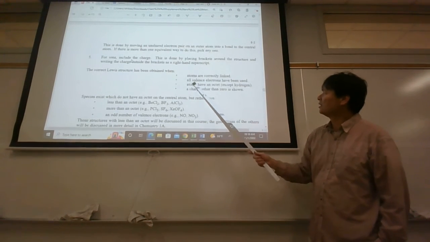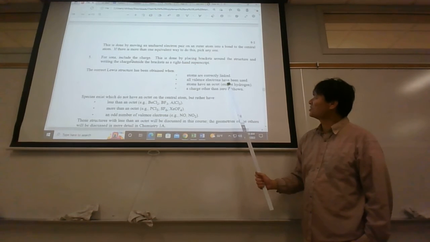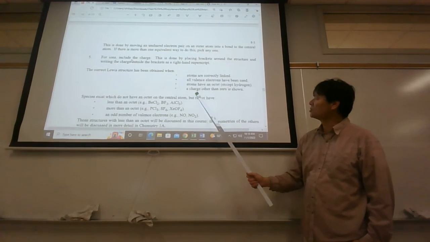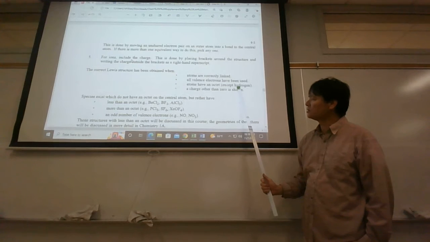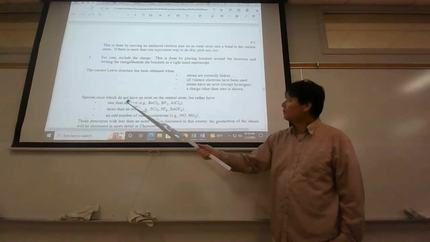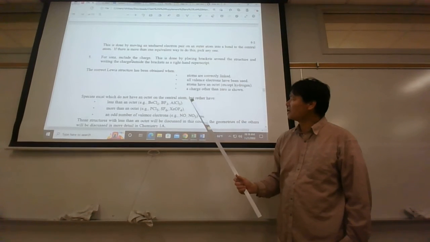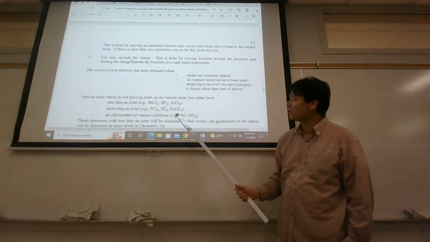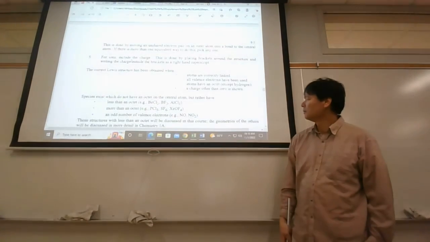The correct Lewis structure: the atoms are correctly linked, all valence electrons have been used, atoms have an octet, and a charge other than 0 is shown, except for hydrogen. Atoms have an octet. Species which do not have an octet, so these are some exceptions here. We'll talk about those a little bit more.